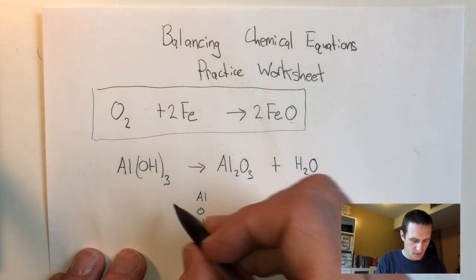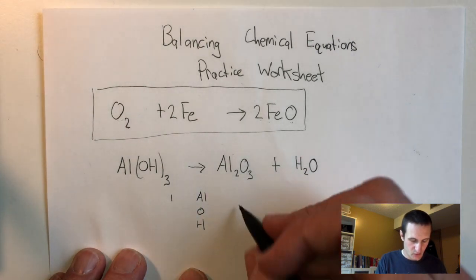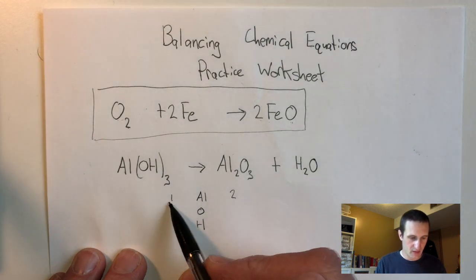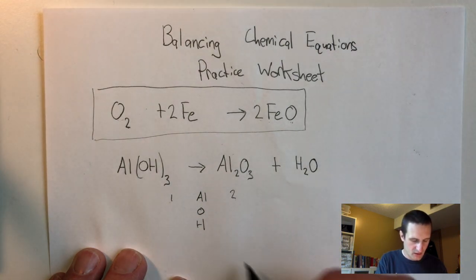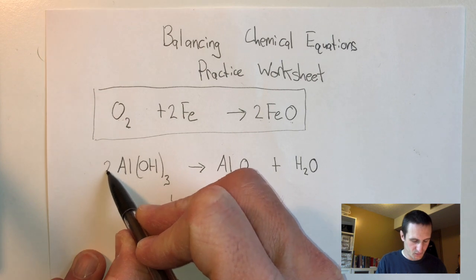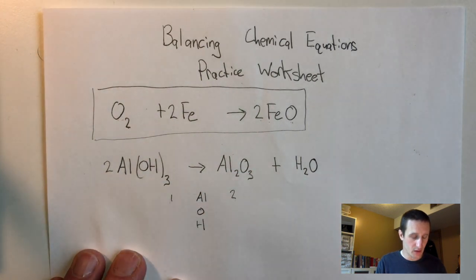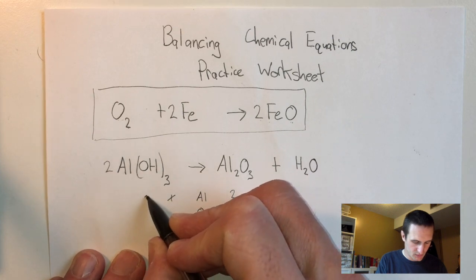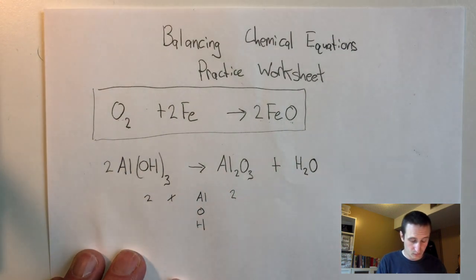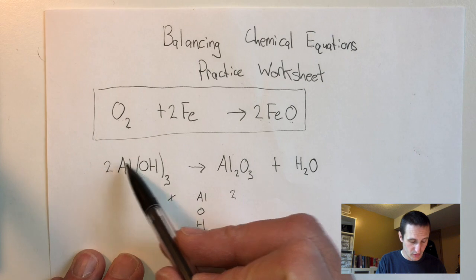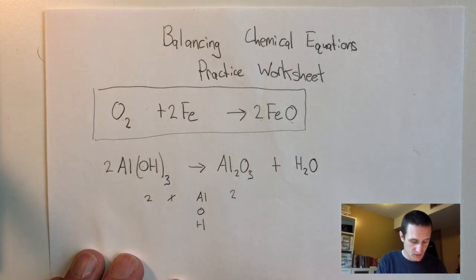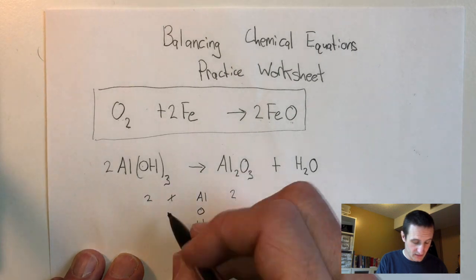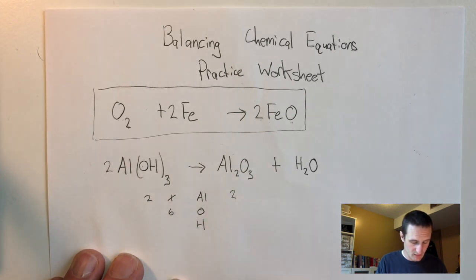I see 1 aluminum atom. On the product side, I see 2 aluminum atoms. The aluminum is not balanced. I'm going to go ahead and put a coefficient of 2 in front of the aluminum hydroxide. And that changes this to 2 aluminum atoms. It also changes the number of oxygen and hydrogen. And here, I actually have a total of 6 oxygen now.